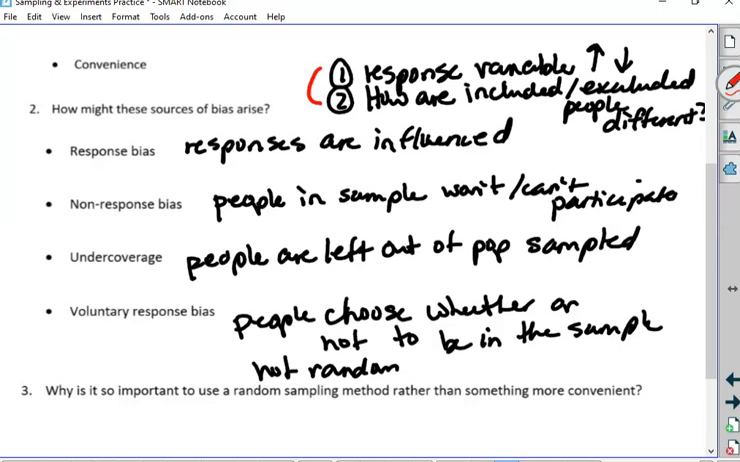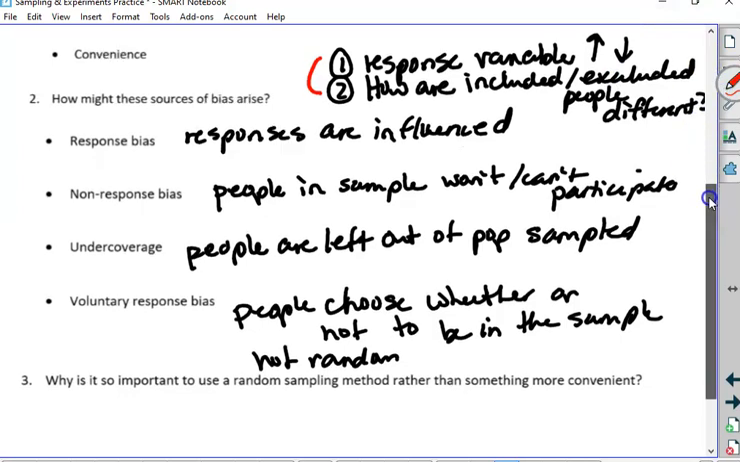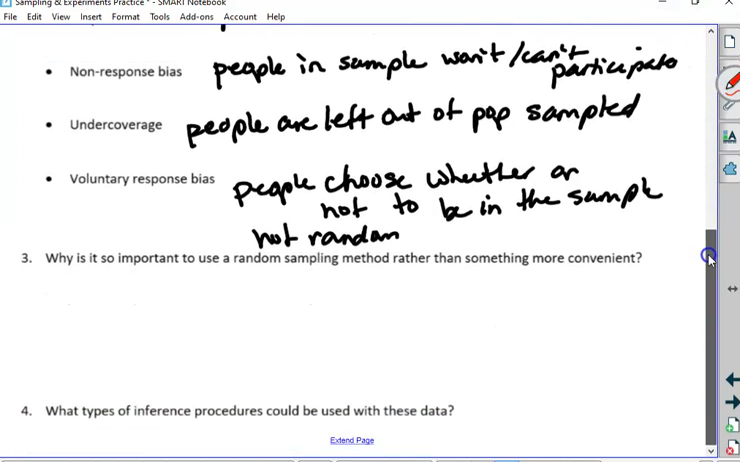So make sure that you go back and look at how we talk about that. There are some examples in the practice problems. Online, there are, I think, four AP problems that give a good sampling of some of the questions that get asked about these topics. Why is it so important to use a random sampling method rather than something more convenient? So the sample represents the population.